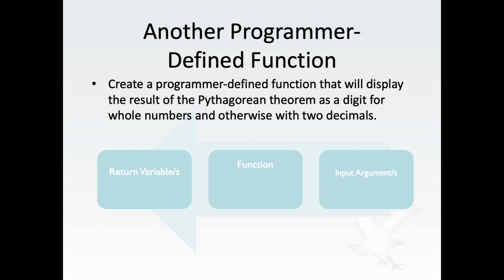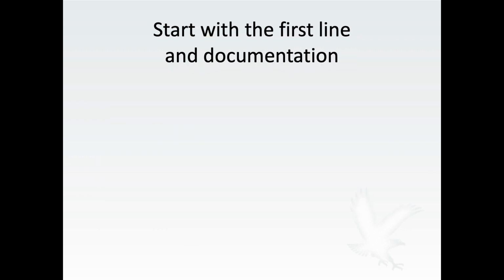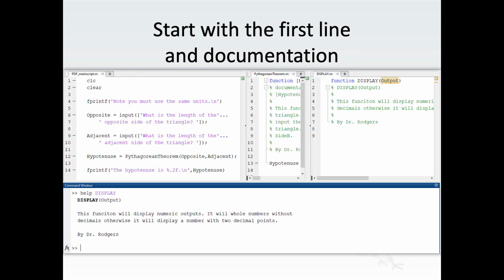Now we are going to create our second programmer-defined function. The purpose of this function is to display the results. So again, the function is displaying results. Our input arguments are going to be the solution or the results that we want to display. We will not have any return variables for this function. So again, we will start with the first line in the documentation.